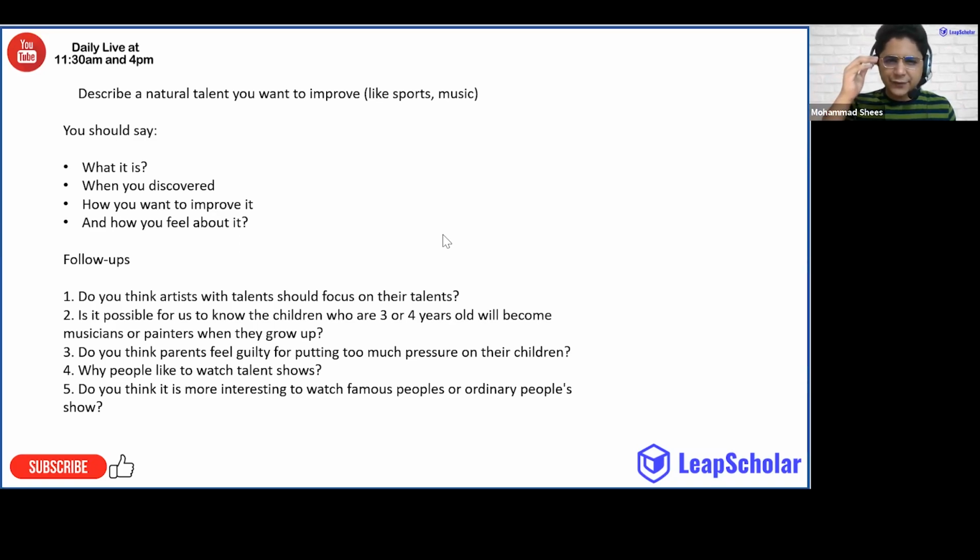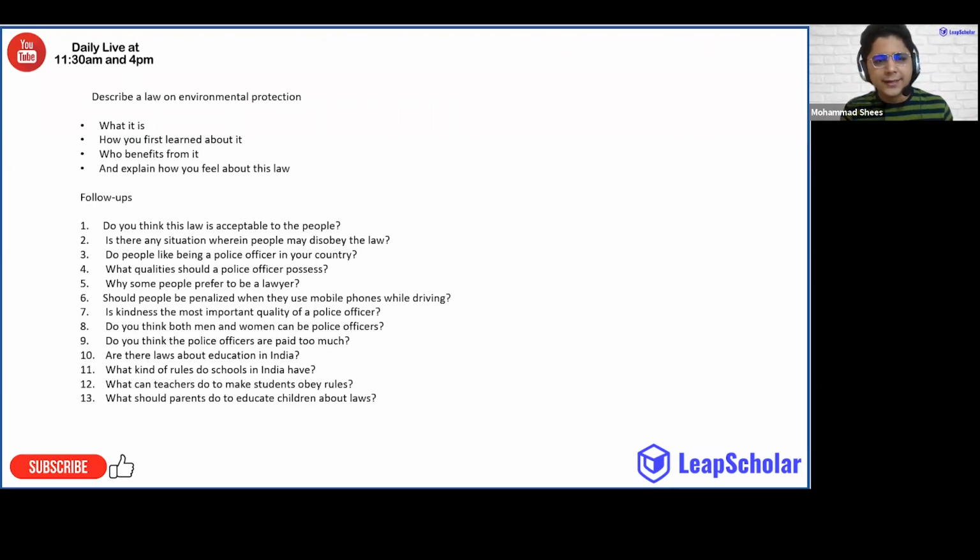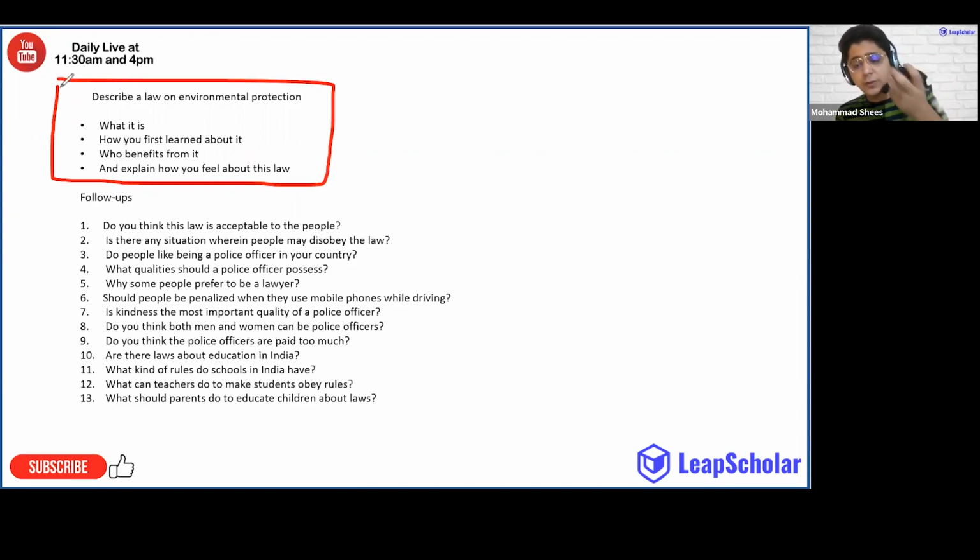If something related to natural talent came up, maybe I would link it with singing and then take it to the part where I learned guitar. So think about it. Let's look at some more also. Describe a law on environmental protection. It's important. It's crucial. You take a look at certain laws on the protection of the environment.